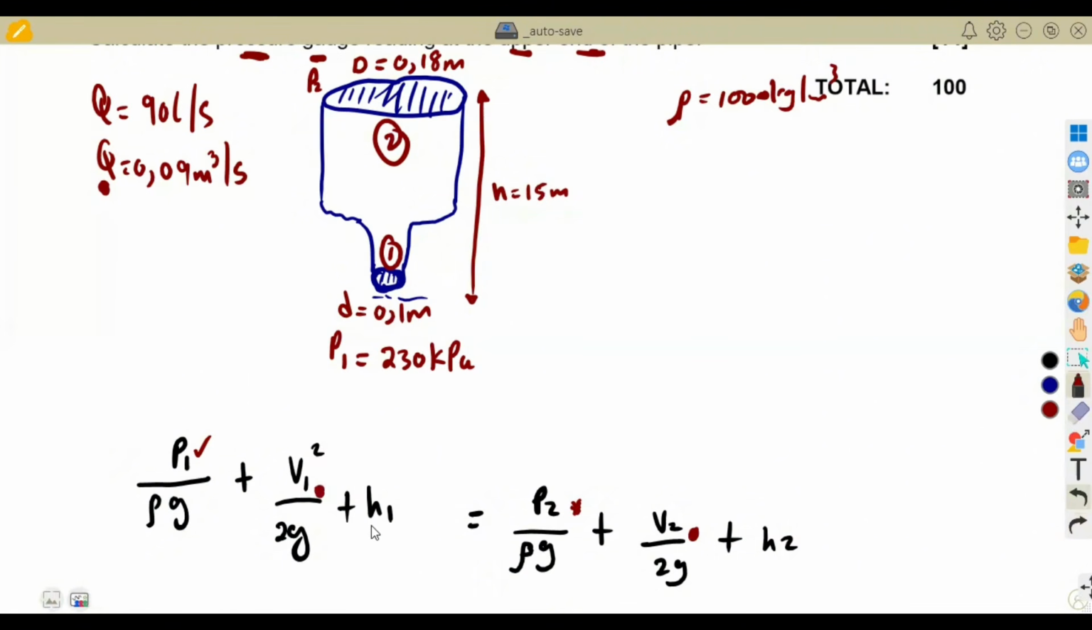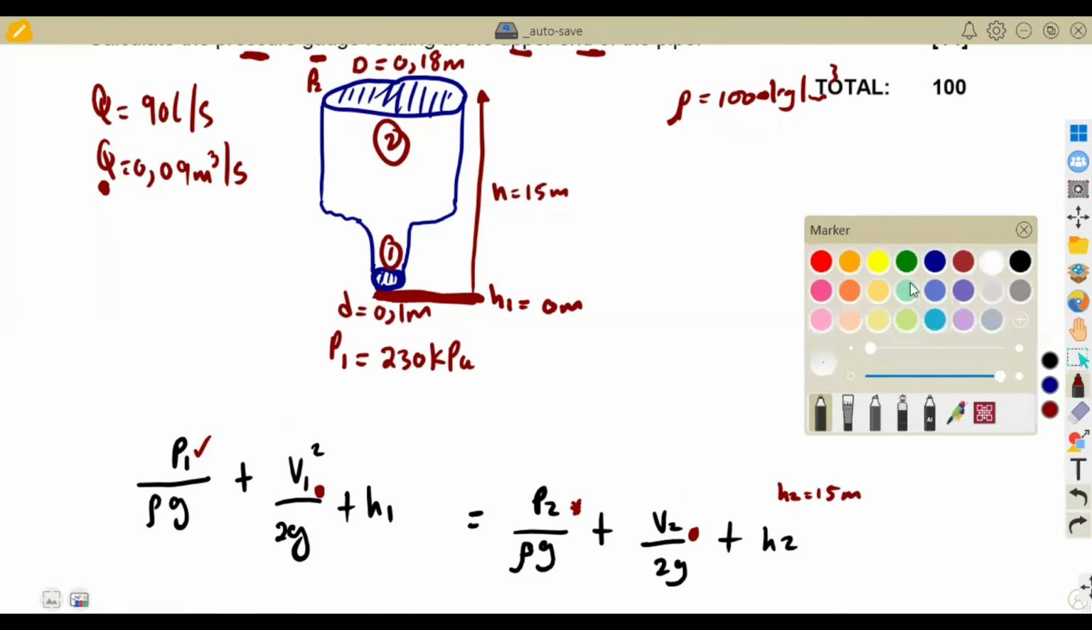What about H1? H1 is taken at the beginning. This is point 1. At the beginning here, the height is at what? At 0. We are starting here, so H1 is at 0. And H2 is now at the end after moving the total height of what? Of 15 meters. So H2 is going to be 15 meters. Then rho is your density. We have it. So as you can see, the only things missing are V1 and V2, our velocities.